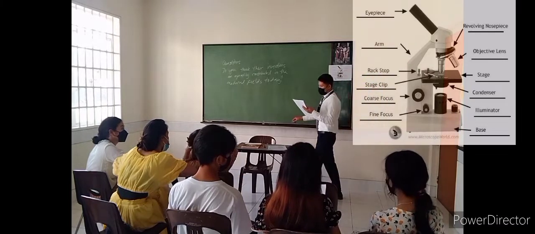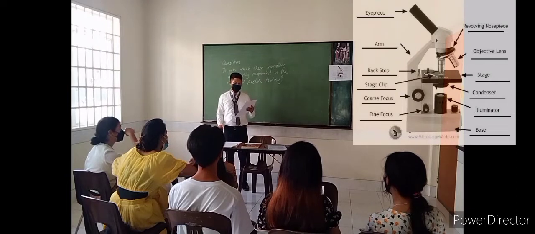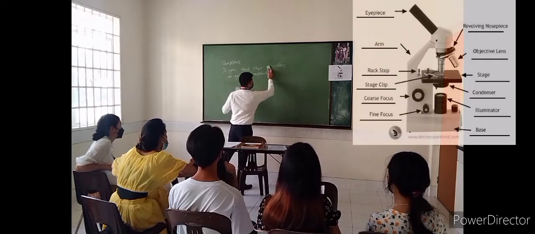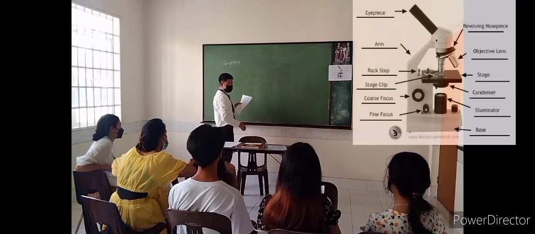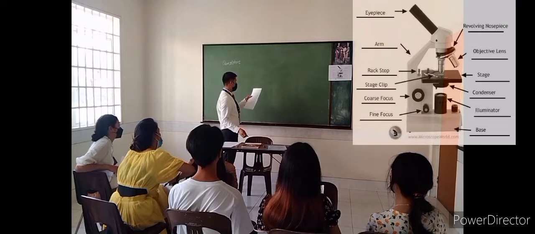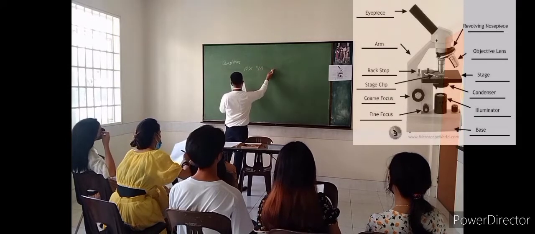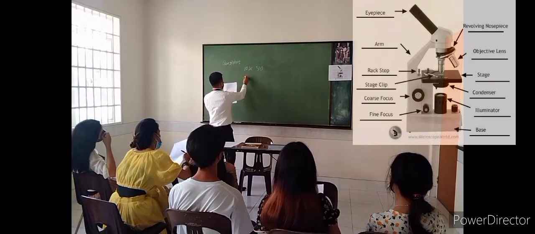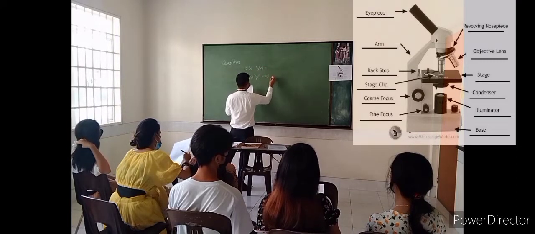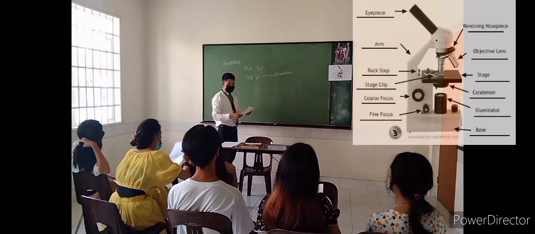To calculate the total magnification of the compound light microscope, multiply the magnification power of the ocular lens by the power of the objective lens. The examples are stated here. Scientists or doctors, if they want to do an experiment, use the magnifying lens this way. So this one, 10 times 40, the total magnification is 400 times. Okay, did you get it?